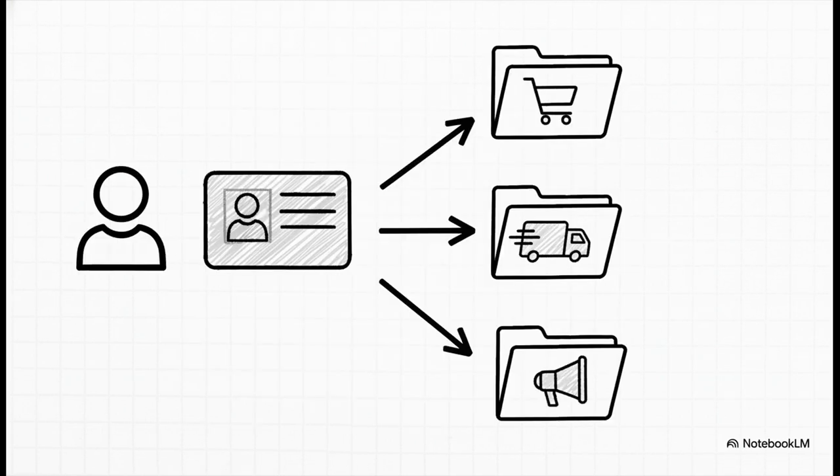So the first huge headache this caused was data duplication. You'd have the same customer's address stored in a sales file, and also in a shipping file, and probably in a marketing file too. It was just wildly inefficient, a total waste of space that created so much digital clutter.